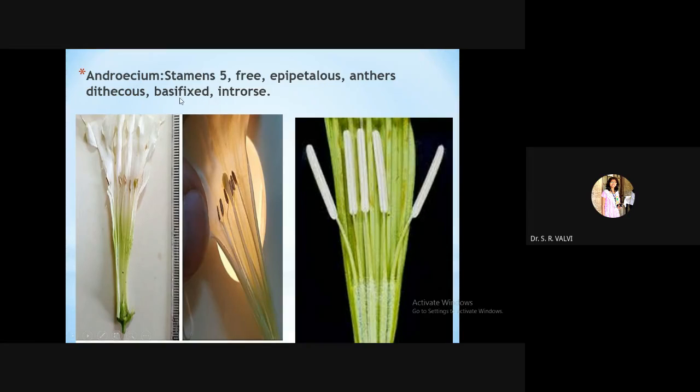Okay. See, all these things, dithecous condition is very important. Introrse condition is important because again, these things come in your floral formula and floral diagram. Okay. So please do remember.